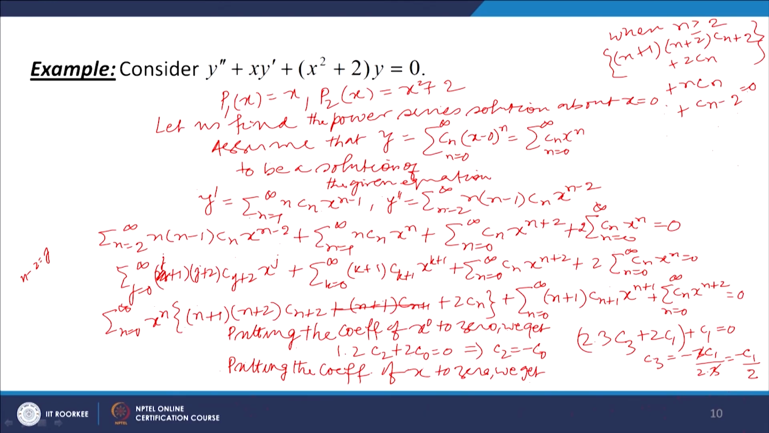Okay, so what do we get? Cn plus 2 is equal to, let us write, minus n plus 2 Cn divided by n plus 1, n plus 2, and then minus Cn minus 2 divided by n plus 1, n plus 2.